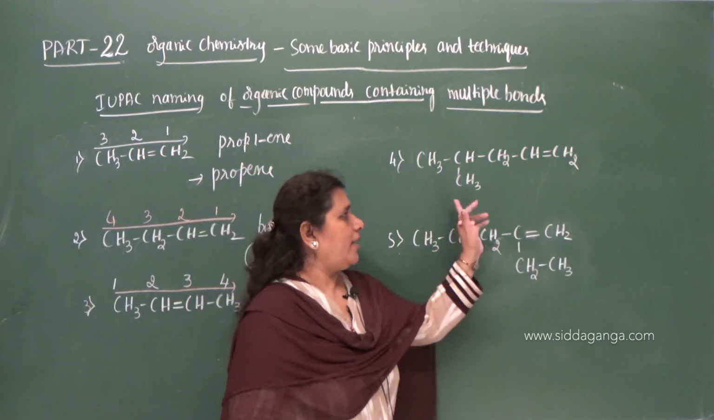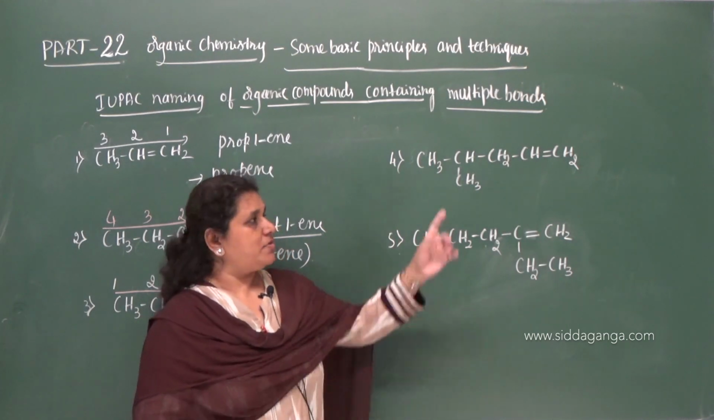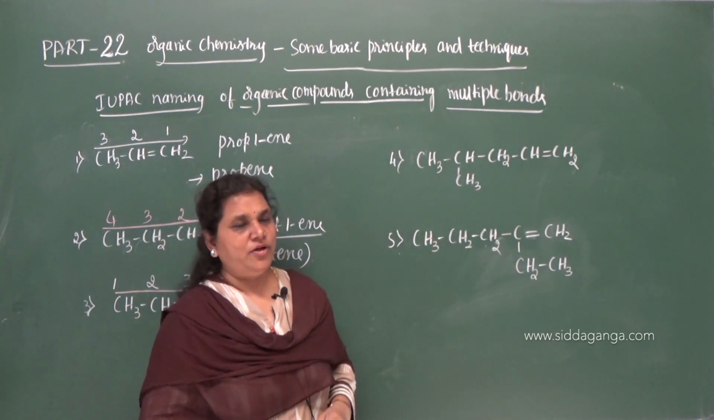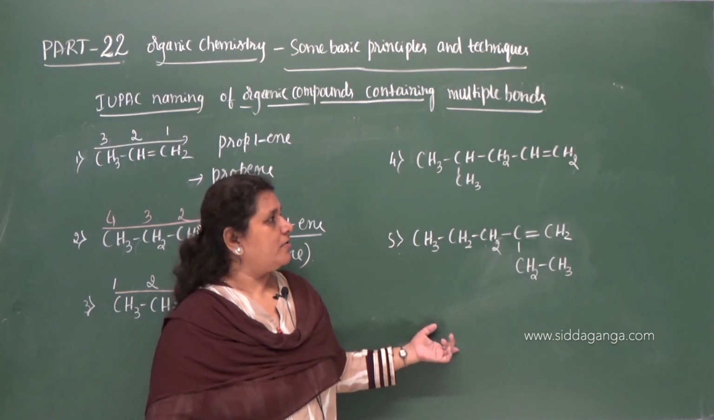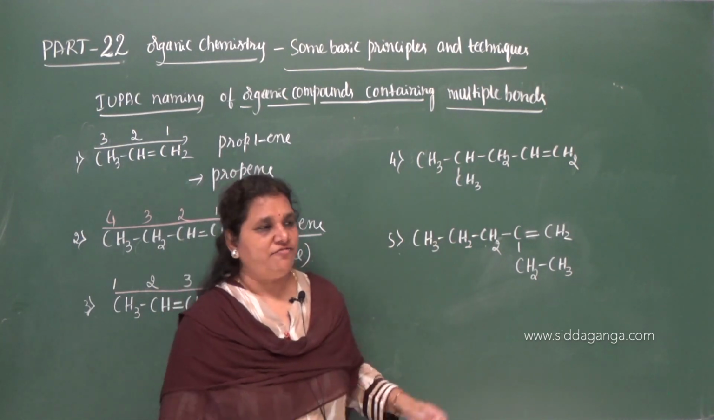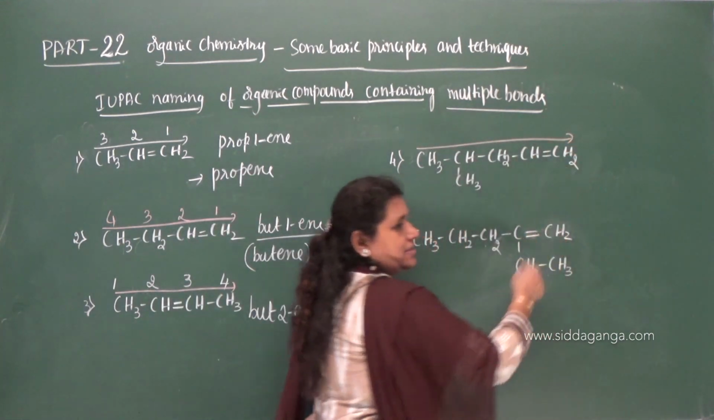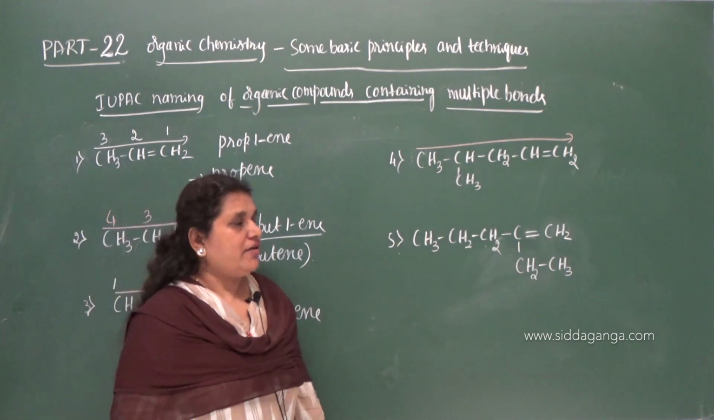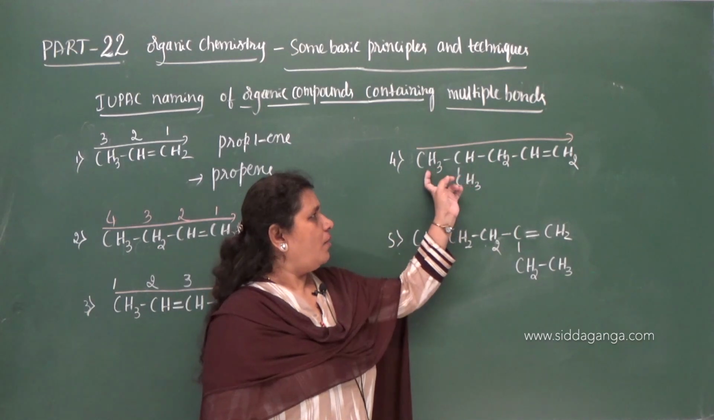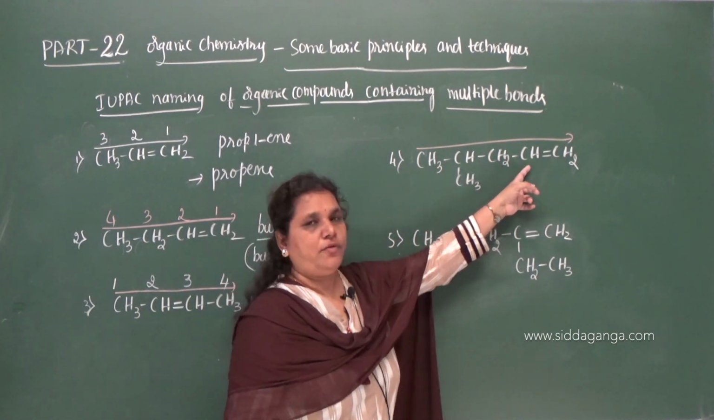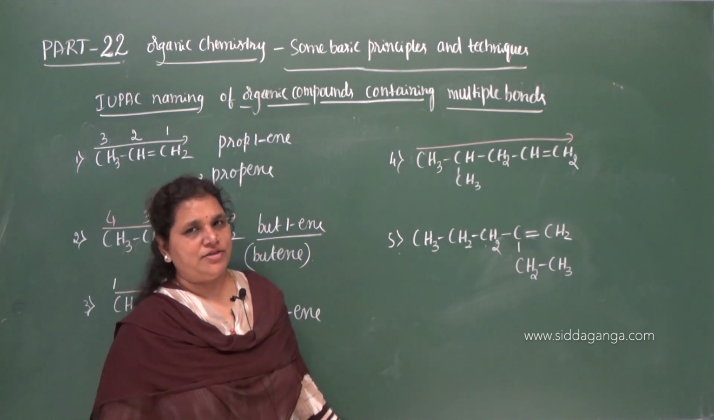This compound contains both a substituent group and a multiple bond. There is a substituent group and there is a multiple bond. So which one should be given preference? The double bond. So now you select the carbon chain first and then give the number. This is the selected carbon chain. While giving the number, if you go from left to right in the new numbering, 1, 2, 3, 4, the double bond gets mentioned as between 4 and 5.